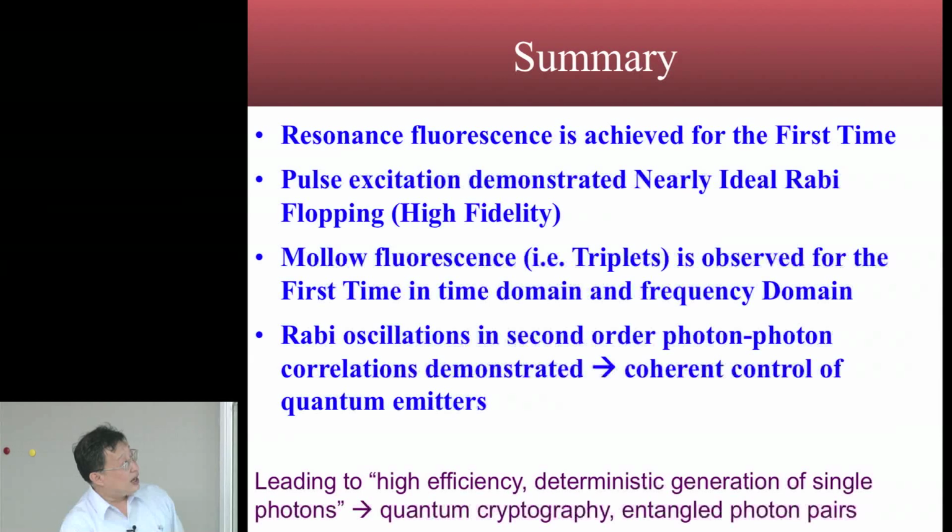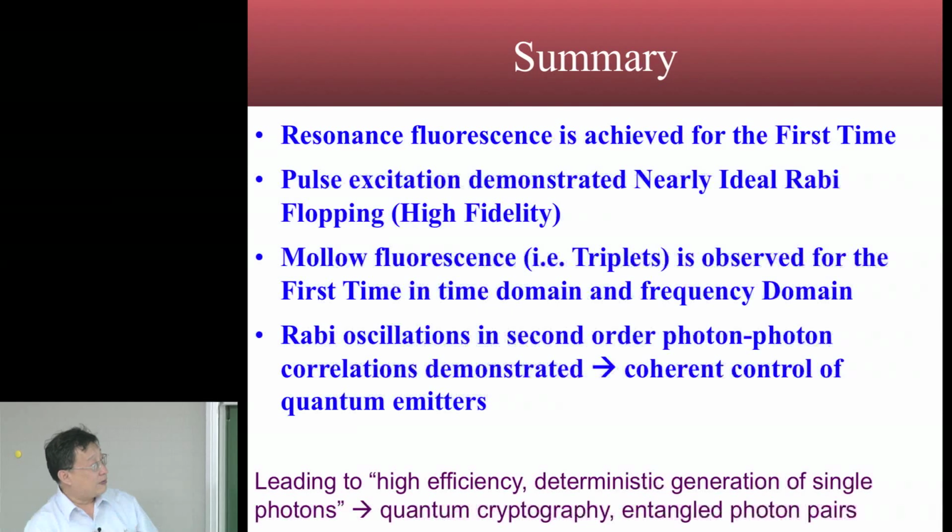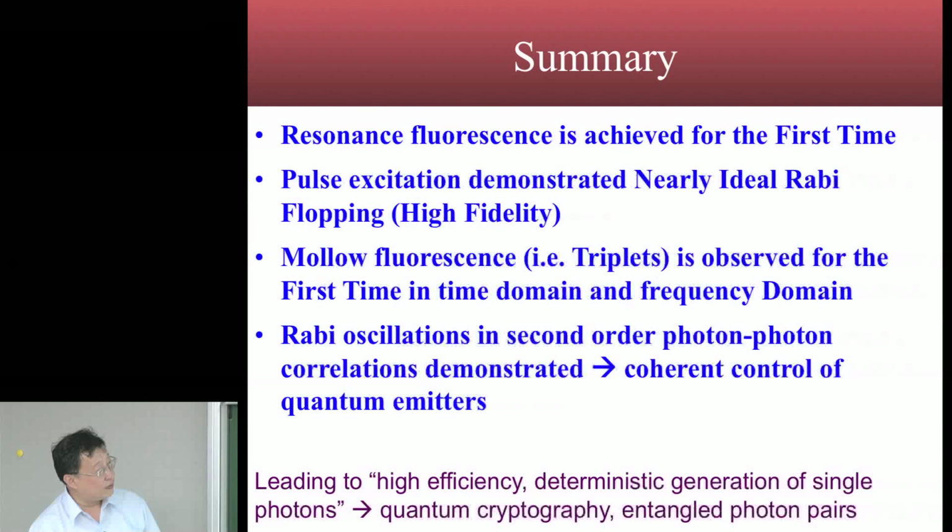We now achieved resonant fluorescence for the first time, and pulse excitation demonstrates nearly ideal Rabi flopping. Mollow fluorescence is observed for the first time in the time domain and frequency domain, and Rabi oscillating second-order photon-photon correlation is demonstrated: coherent control of the quantum emitter.